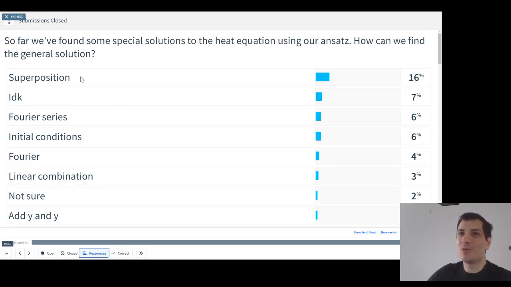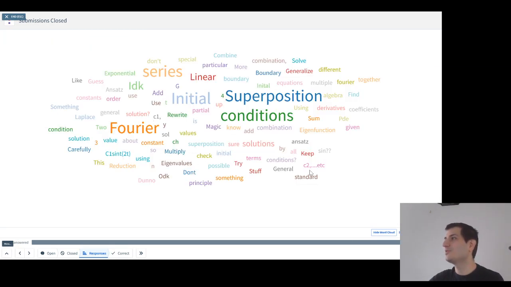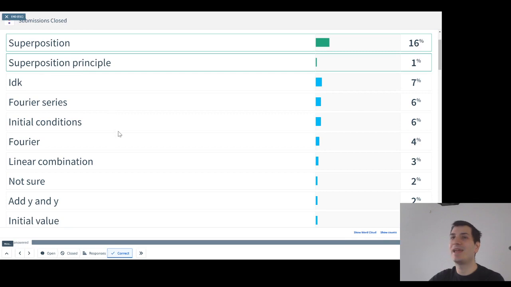People are jumping on board the superposition train. It went from 8% to 16%. Maybe there's other people who said it as well. Superposition is the right answer.